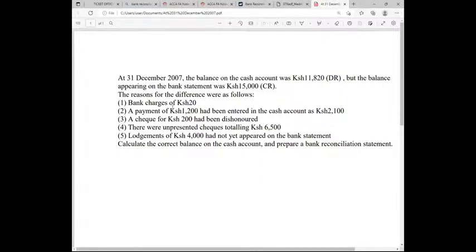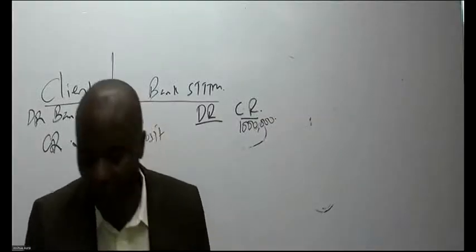So if I'm the one doing this exam, I know note number four and note number five will go to the bank reconciliation statement. All the other notes will be adjustments on the cash book. So there is no problem. Remember how we do it in practice, ladies and gentlemen.